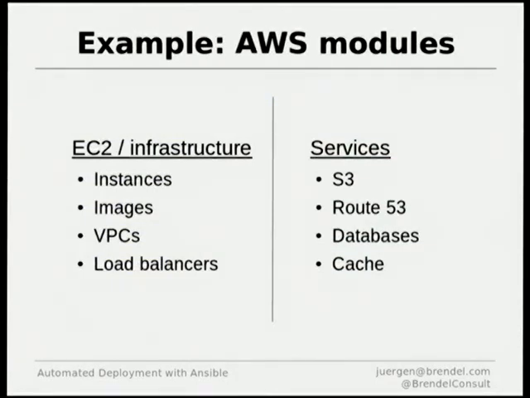For example, when we look at the AWS ones, it has infrastructure-related ones to create instances and images and the VPCs and load balancers, but also for a number of the services that Amazon offers. And so you can wire this all together because it's part of the same playbook. How do you do this?